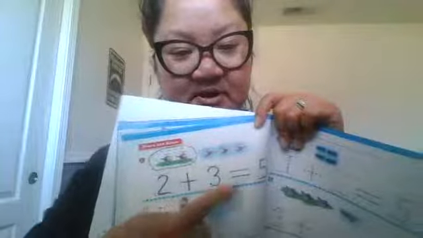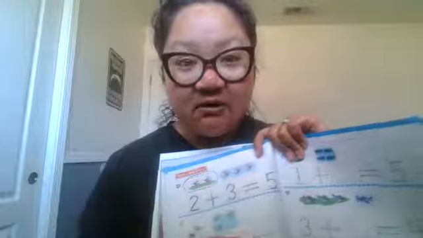Ta-da! I traced it. 2 plus 3 equals 5. Okay, so now I want you to go ahead and do the next one. This one's a little tricky because guess what? They have a blank spot right here. So that means you have to figure that spot out. Okay, but I know you guys can do this.